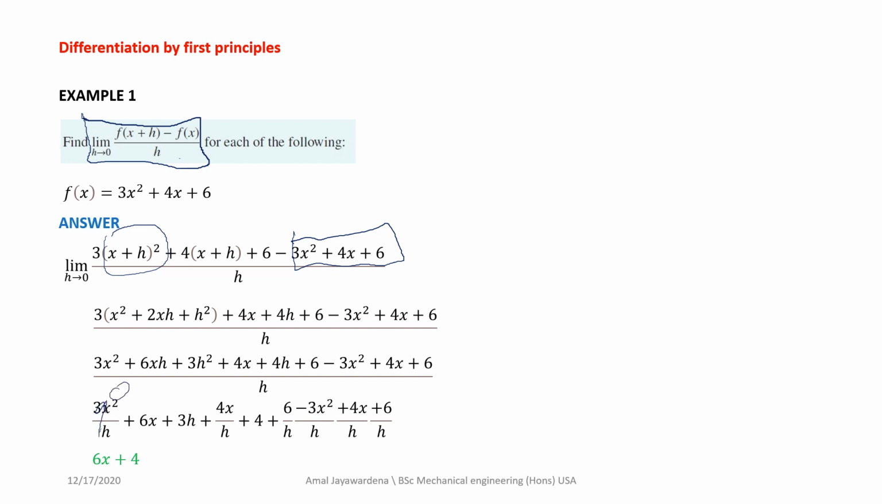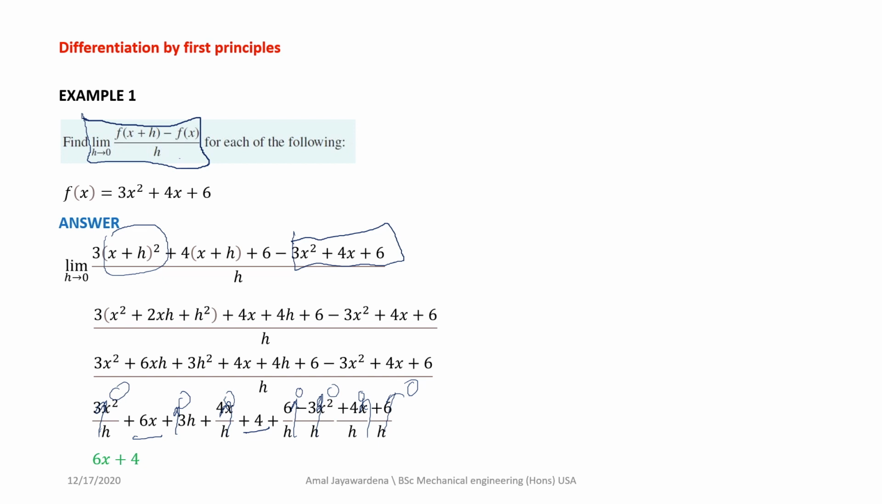So here there's no h, so this is going to stand out. Here 3 times h, instead of h we're going to plug in 0, so it's going to be 0 again. And here also 0, here 0, and everything divided by h is going to be undefined, so it's 0. So we ended up having 6x plus 4. So that's the derivative of this function with respect to x.